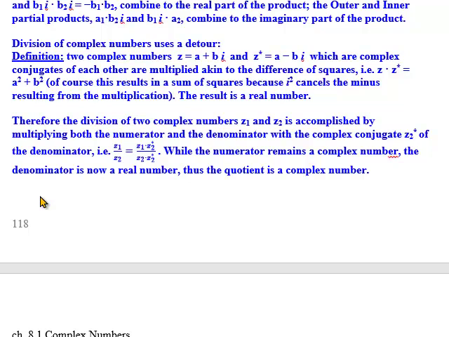Okay. Therefore, the division of complex numbers z1 and z2 is accomplished by multiplying both the numerator and the denominator with the complex conjugate z2 asterisk of the denominator. So that is here z1 over z2 equals z1 times z2 asterisk divided by z2 times z2 asterisk. And then, of course, in the denominator, we would get a squared plus b squared. While the numerator remains a complex number, the denominator is now a real number. Thus, the quotient is a complex number itself, and we got rid of the complex number in the denominator.